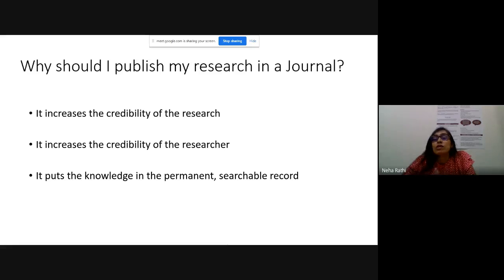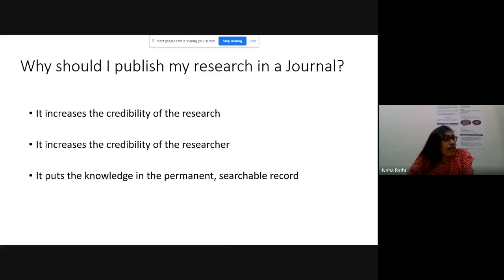This was the one which actually made me think, oh, I should publish. It puts the knowledge in a permanent searchable record. Even if you leave this planet, even if you don't have any existence, once you're in heaven, still people will cite your papers. So this is the most important, it's permanent. It's forever. Like we talk about the Taj Mahal, we still remember Shah Jahan for it. It's like a memory.